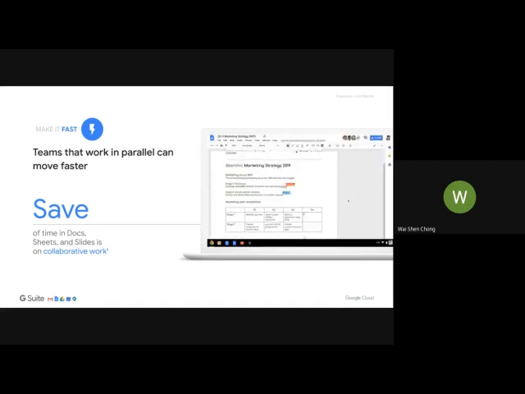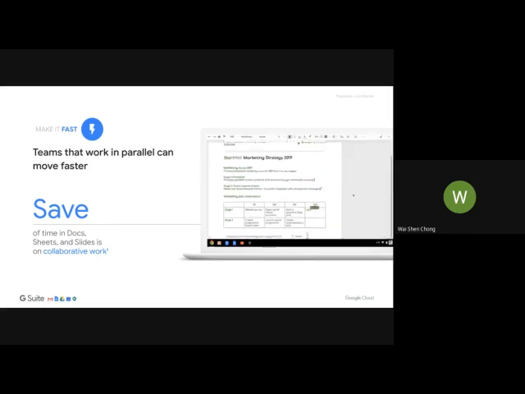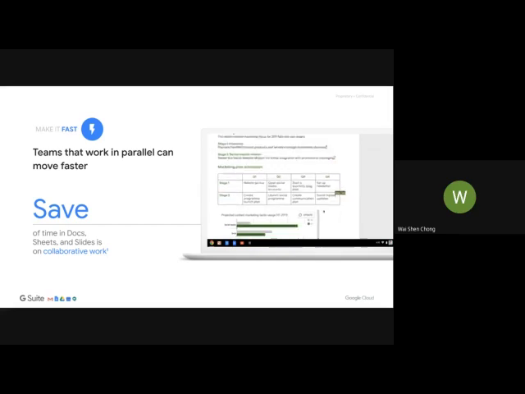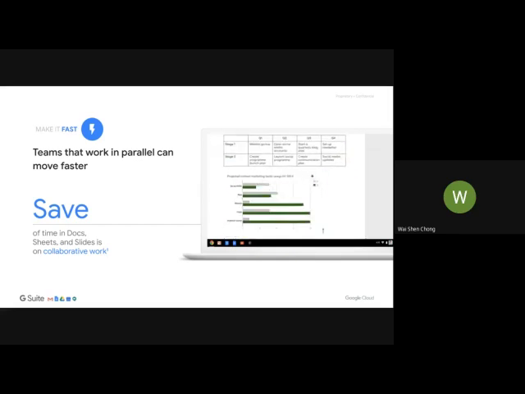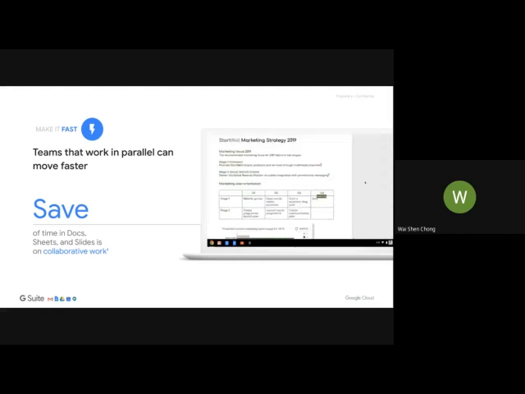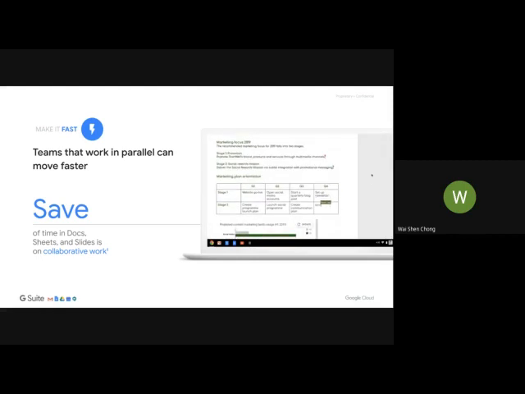So you really save a lot of time by not sending a version 1 through email for someone to review, and the second person sends back a version 2, and the third person sends back a version 3, and then the same person has to consolidate all the changes. All these things can be eliminated. And of course, it's not only about saving time. It's also saving all the errors that might happen between the versions.